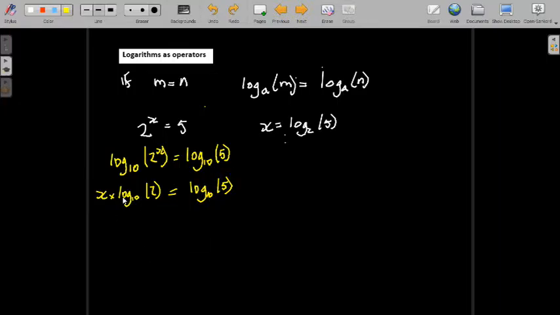And now I've got something, so x times log 10 of 2. So x is going to be log 10 of 5 divided by log 10 of 2. Okay, so same answer, different way of working it out.